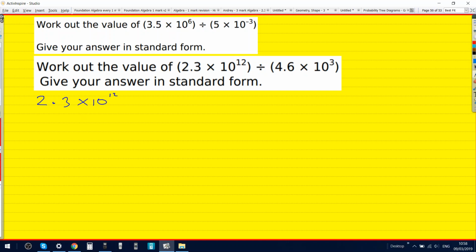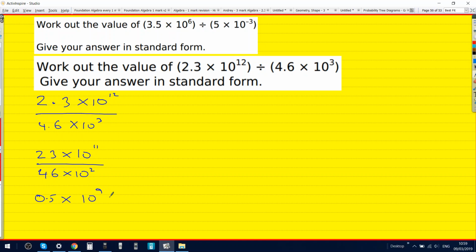So we probably want to get them to whole numbers. So instead it'd be 23 times 10 to the power of 11 divided by 46 times 10 to the power of 2. So 23 divided by 46 is... that would be 46 divided by 23... 23 over 46. Would it be 0.5? Yeah. And then the other one? It'd be times 10 to the power of 9. Yeah. And now put that into standard form.